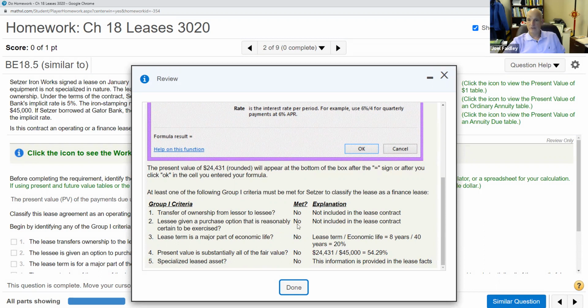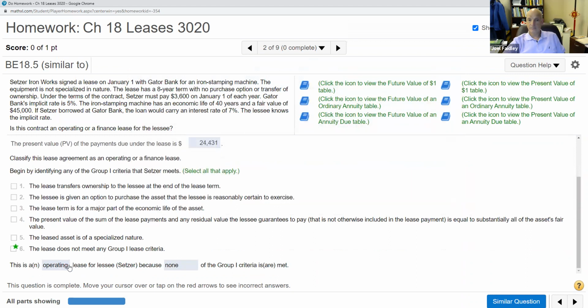Well, the answer is no, no, no. All right, 8 divided by 40 is 20%. No, for present value is only about half, and there's not enough information about this being a specialized leased asset. So that tells us this must be an operating lease.